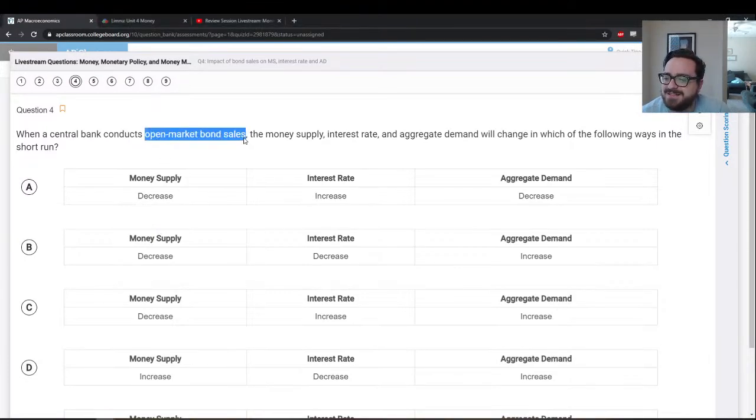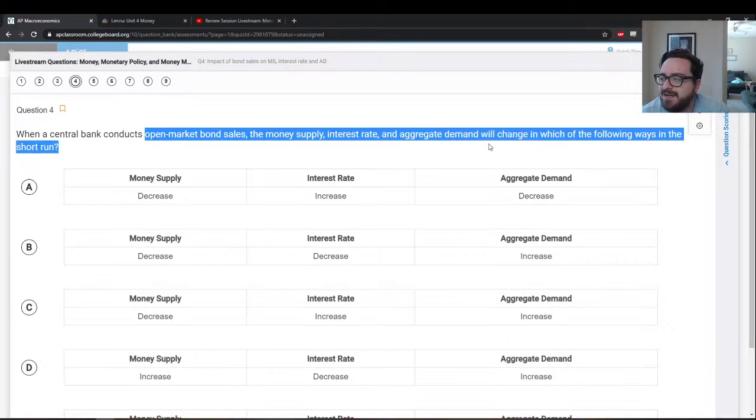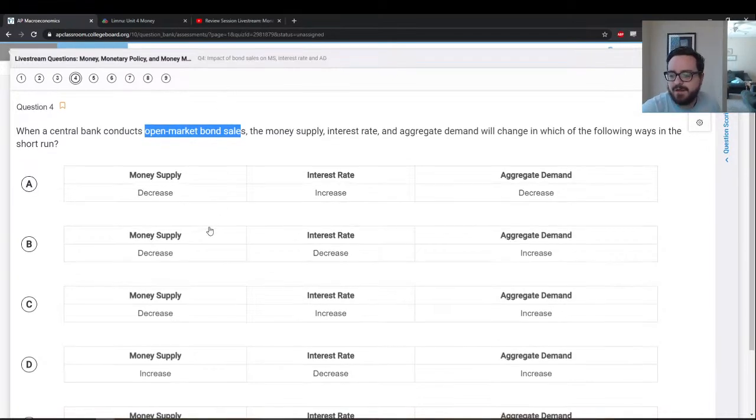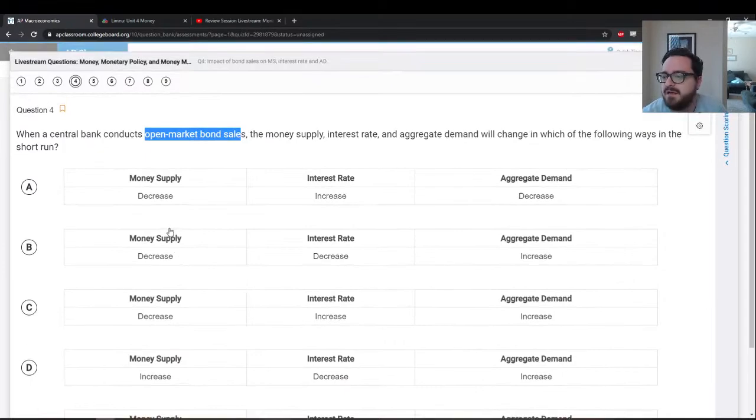Hey, we just talked about this. What happens to the money supply, interest rate, and aggregate demand? So we can just go off of what I just said. The open market selling of bonds is the Fed selling bonds to the public. That is contractionary monetary policy. So the money supply decreases. Cool. That is A, B, or C. Cool, I can scroll up and don't have to look at E anymore.